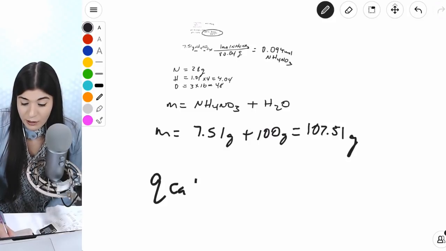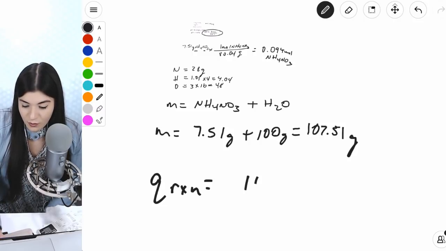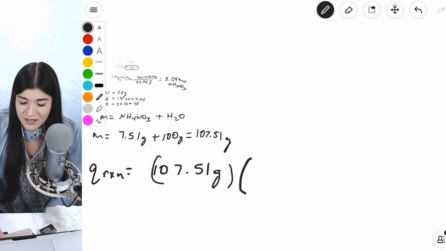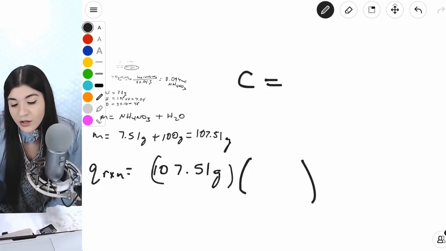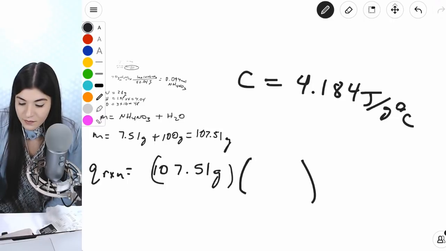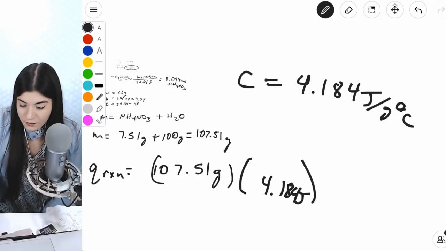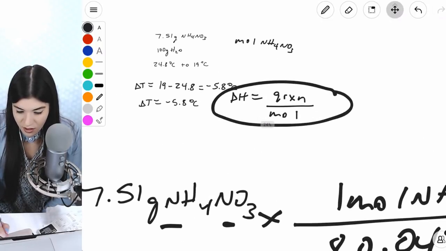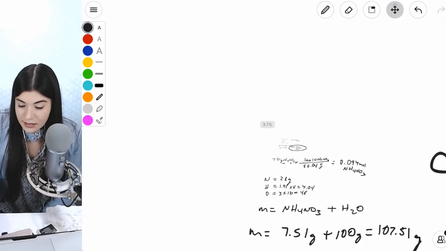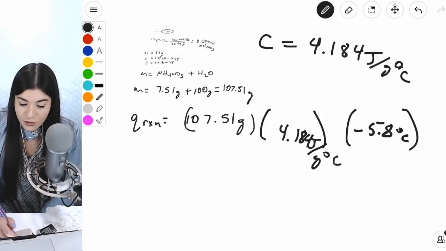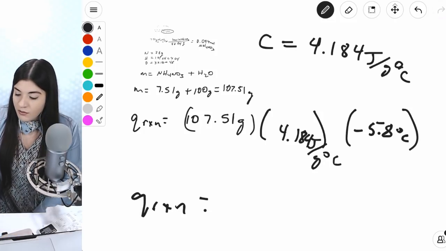So this is going to be Q of our calorimeter, or actually our reaction, equal to 107.51 grams. That's our mass. Our specific heat capacity, since they're not giving you anything, I can assume that it's just for water. So this is 4.184 joules per gram Celsius. So that's what I have to put here. And then our change in temperature that we found previously, let's see what we found before. That was negative 5.8 degrees Celsius. That'll give us joules and pretty much the heat of our reaction.